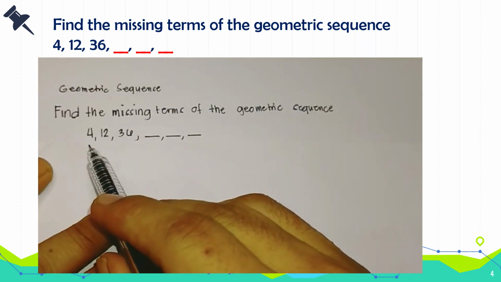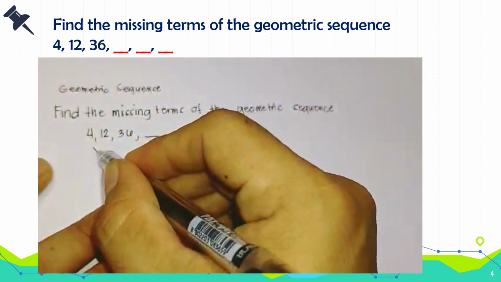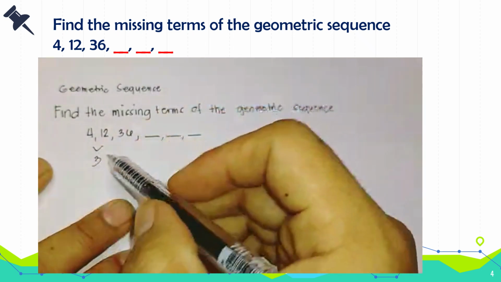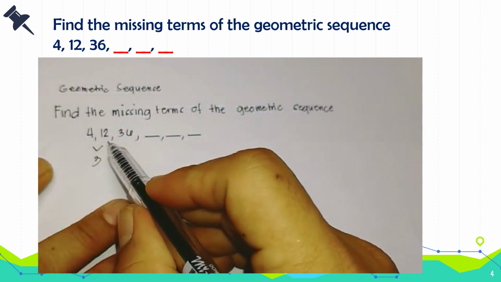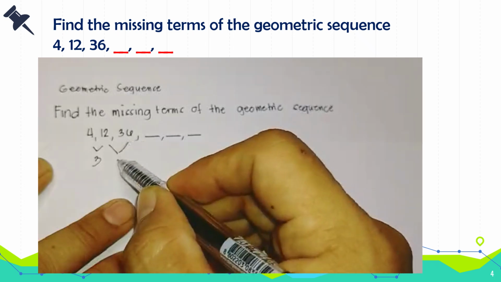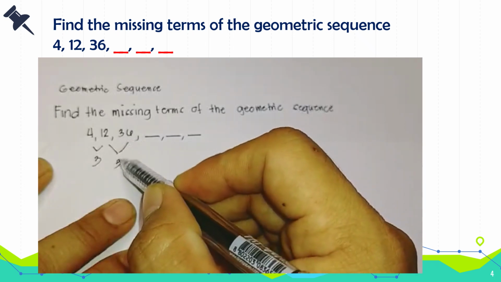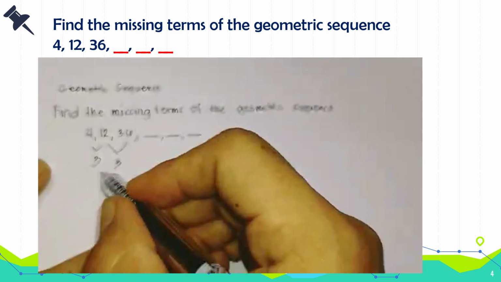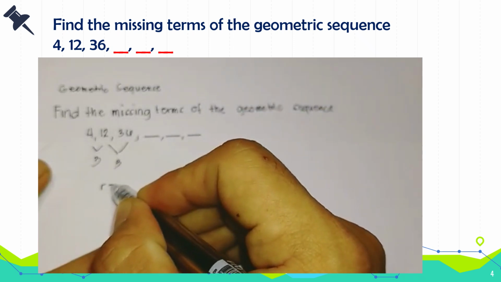12 divided by 4 will give us 3. Checking, 3 times 4 will give us 12. 36 divided by 12 will give us 3. 3 times 12 will give us 36. Therefore, our common ratio is 3.